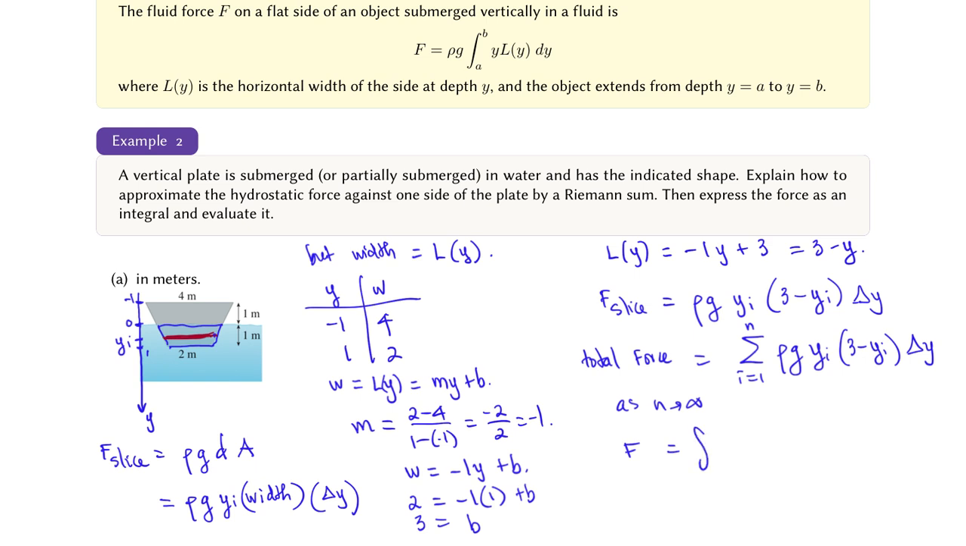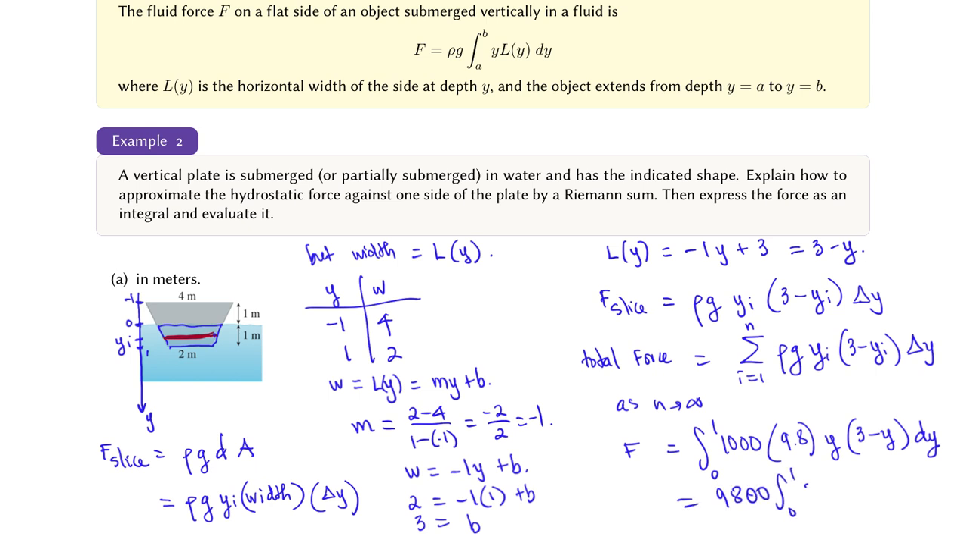We add up the slices from y equals 0 to y equals 1 only. Rho is 1000, g is 9.8, yi is now y, and 3 minus yi is 3 minus y. Delta y becomes dy. For the limits of integration, the lower is 0 and the upper is 1.